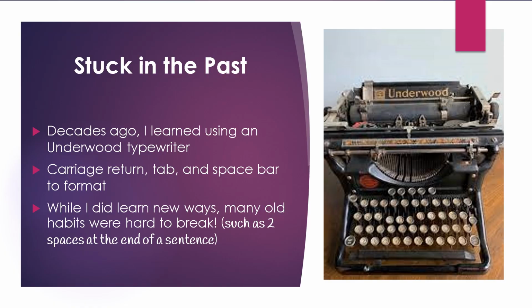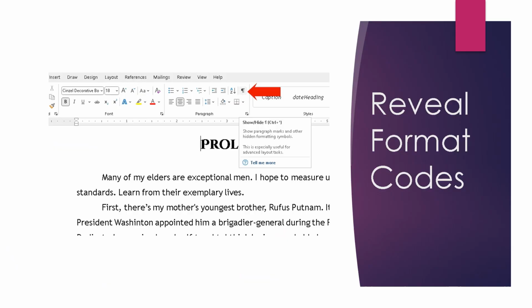When I started my writing journey almost a decade ago, I was stuck in the past. I had learned to type on an Underwood. The carriage return tab and spacebar were used to format documents. While I did learn new ways, many old habits were hard to break, such as 2 spaces at the end of a sentence. While you edit your manuscript, you want to use the Reveal Code function.